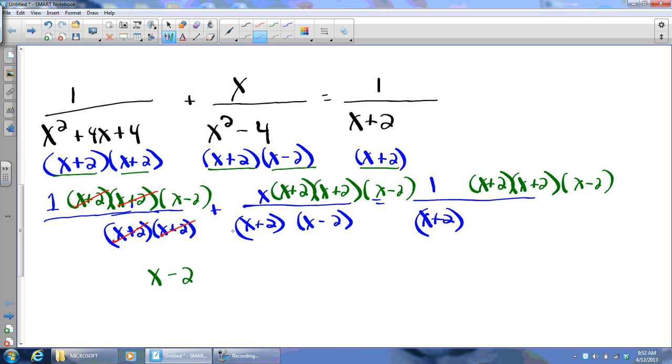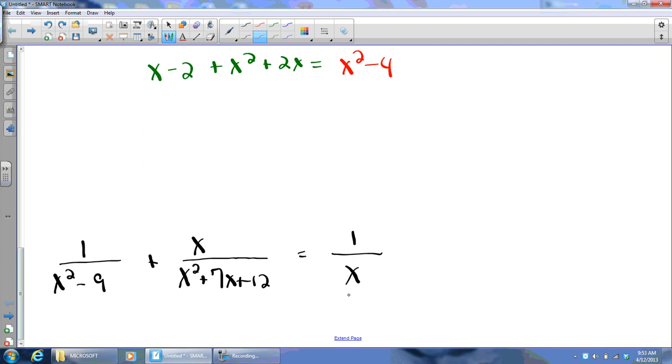Okay, and this middle one, I get an x plus 2, x minus 2. Oops, wrong one. x minus 2 with an x minus 2. And I have x times x plus 2. Well, that'll be x squared plus 2x. And then finally, over here, this x plus 2 will cancel with that. And x plus 2 times x minus 2 times 1 should be x squared minus 4. And then I can go ahead and solve that.